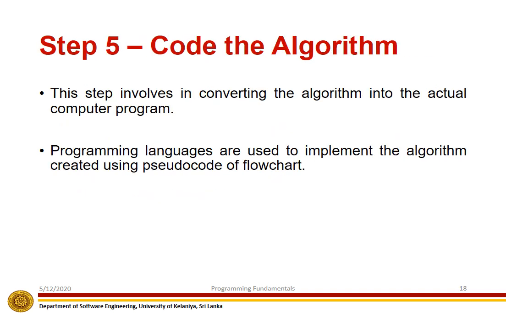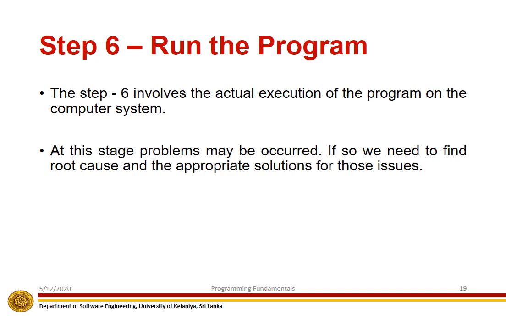The next step is coding. Code the algorithm. Here, we are converting the algorithm into an actual computer program. For that, we can use any programming language to implement the algorithm that was created using pseudocode or a flowchart. Then we can run the program. This involves the actual execution of the program. When we run the program, errors can occur again. These can be logical errors, syntax errors or semantic errors. If so, we need to find the root cause and solve it, build again, and run the program again.